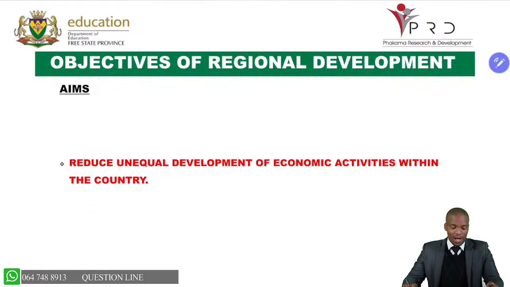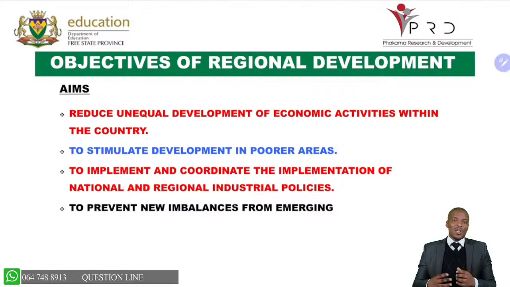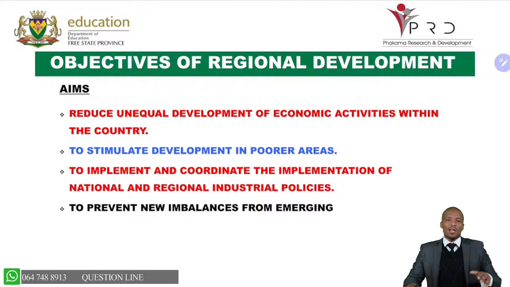So we'll focus on other aims, therefore, of regional development. It's a recap. It is to reduce unequal development of economic activities within the country. There shouldn't be an imbalance. And also, it is to stimulate development in poorer areas. It is to implement and coordinate the implementation of national as well as regional industrial policies to prevent new imbalances from emerging.